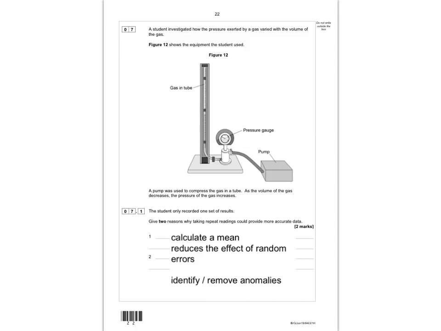So for this question, you could have any 2 of the following responses. You could calculate a mean is the first mark, reduces the effect of random errors. Please note that human error is insufficient, so you can't get a mark for human error, it has to be a random error. Or you could have identify/remove anomalies. There is a final mark for saying that it allows you to test to see if your results are repeatable. And so any 2 of those responses would get you the 2 marks for this question.